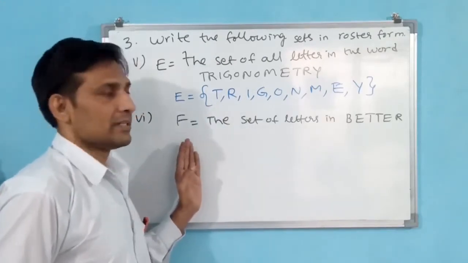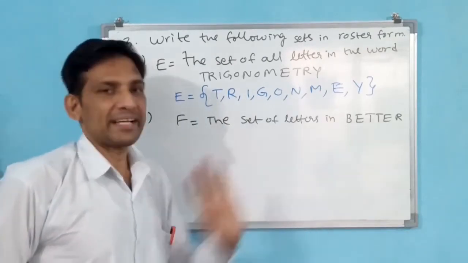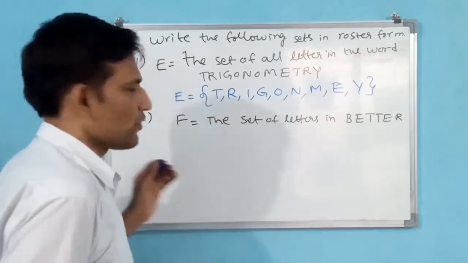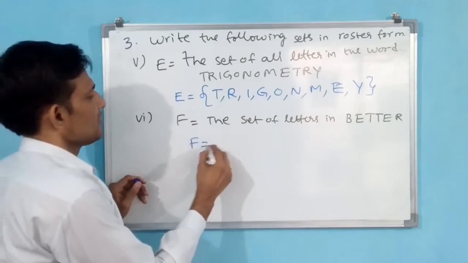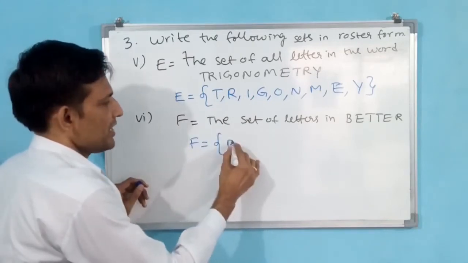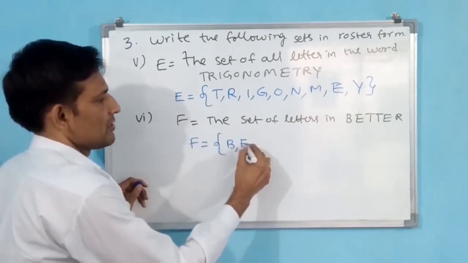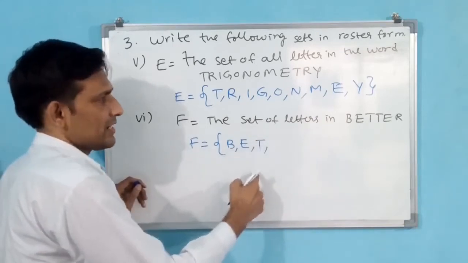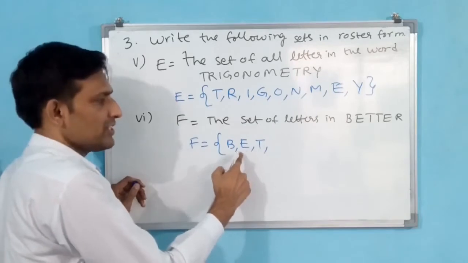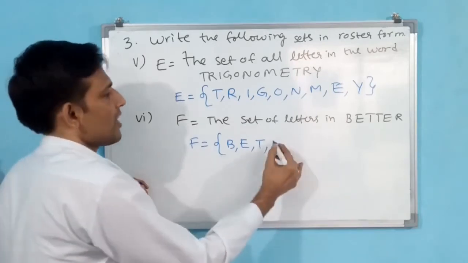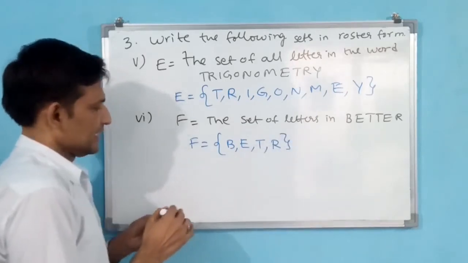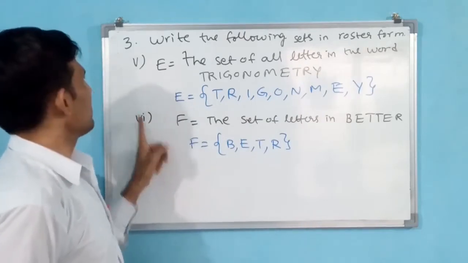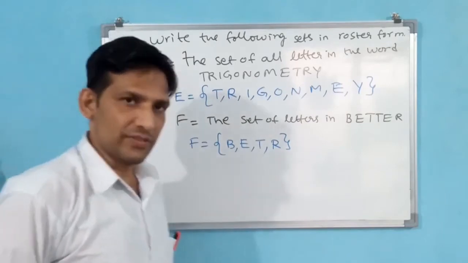See this question. The set of letters in the word better. How are we going to write this? F is equal to B, E, T. Another T you need not write, another E you need not write. Why? Because E and T have already come. R. This is the answer for the sixth part of question number 3.